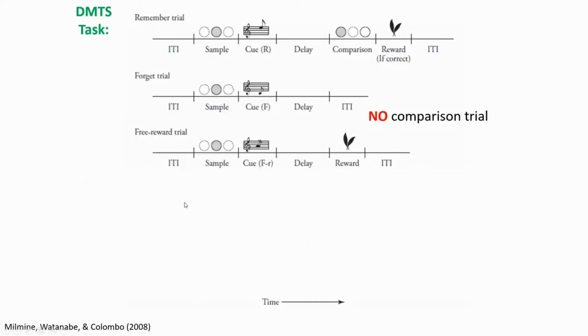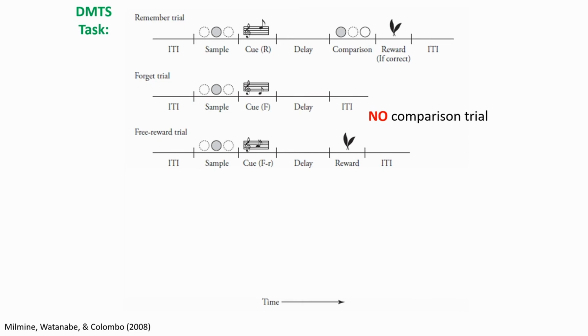So let's look at an example to try and solidify what I mean with that information. This is a delayed matching to sample task done in pigeons. And we're going to be looking at 3 basic types of trials. We have a remember trial, a forget trial, and a free reward trial. This free reward trial is here because sometimes memory is better if you get food afterwards.